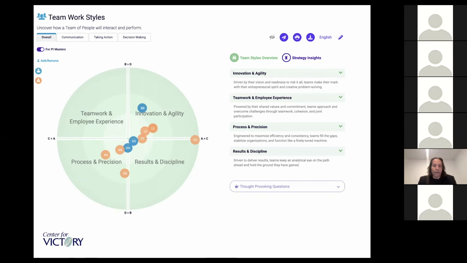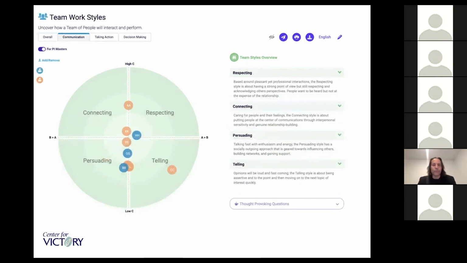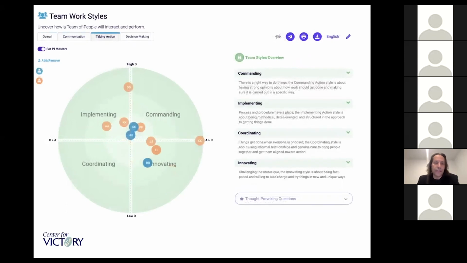I like to do it up front just to show people, hey, look, this is who we are. This is how you fit in. This is why we brought you on, and go into the details of that. But you can see there are different reports here. Some of you are familiar with it. I'm just going through the tabs on the teamwork styles. Taking action. You can see here that this particular team, there's not a lot of coordinating. I don't know if that may or may not be an issue, but it's just something to bring up.